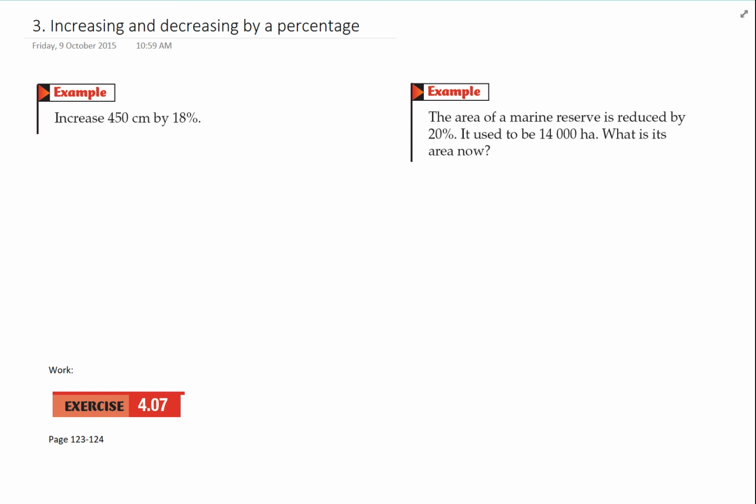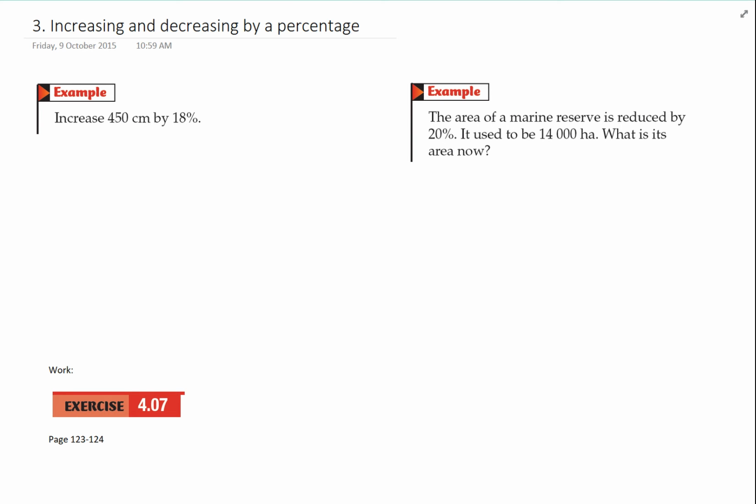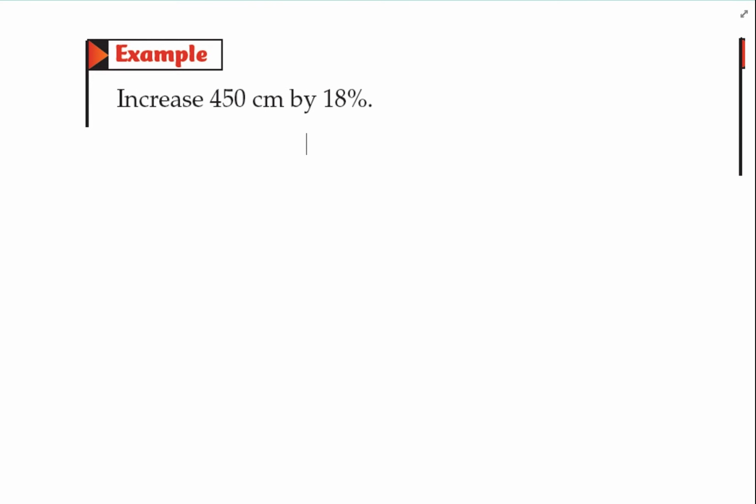Hi Year 10s, in this video we're looking at increasing and decreasing by a percentage. When we're doing this, what we need to think about is how do we write that in such a way that when we work out its increase it sort of does it automatically. And the way that we do that is by thinking about how we would find 18% of 450. So to find 18% of 450 you would go 450 times 0.18, which is 18% as a decimal.